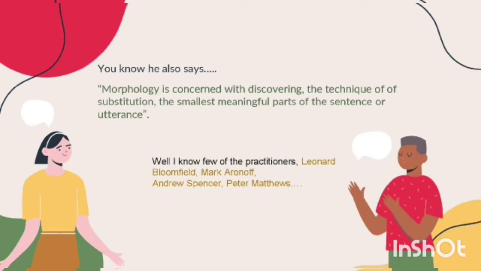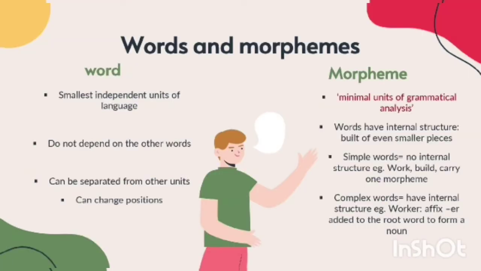The other practitioners of morphology are Leonard Bloomfield, Mark Aronoff, Andrew Spencer, and Peter Matthews. Let's see about words and morphemes and how they differ from each other. Words are the smallest independent units of language. They do not depend on other words. They can be separated from other units and can change positions.